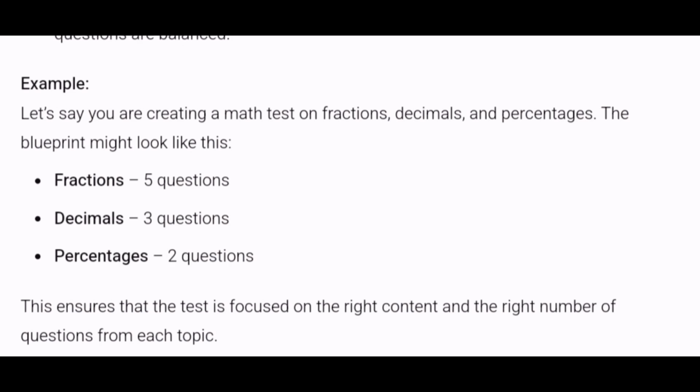This ensures that the test is focused on the right content and the right number of questions from each topic. So a blueprint will help you to understand that yes, I have given enough questions from that topic, I have given enough questions from that content, I have given this much from here, I have given that much from there. So it will give you a rough idea, right? That is what a blueprint is.